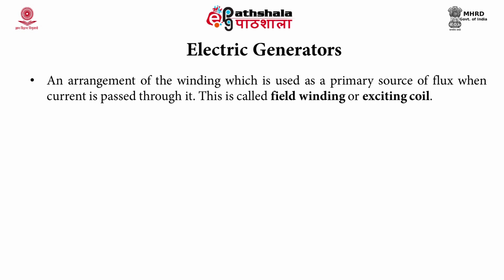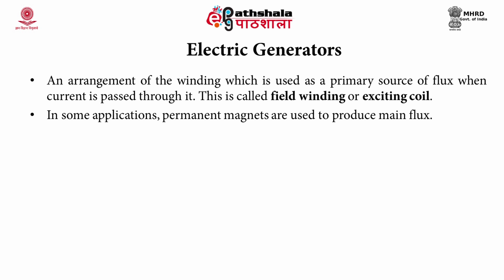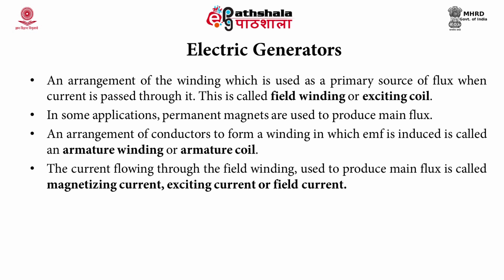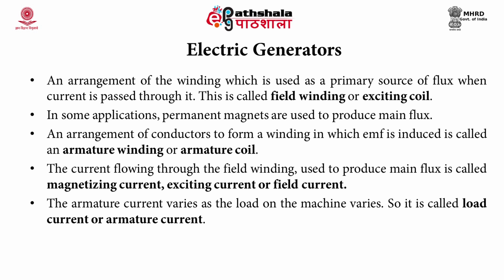An arrangement of the winding which is used as a primary source of flux when current is passed through it is known as field winding or exciting coil. In some applications, permanent magnets are used to produce the main flux. An arrangement of conductors forming a winding in which EMF is induced is known as armature winding or armature coil. The current flowing through the field winding used to produce the main flux is known as magnetizing current, exciting current or field current. The armature current varies as the load on the machine varies, so it is called load current or armature current. The current in the exciting winding is always DC current.